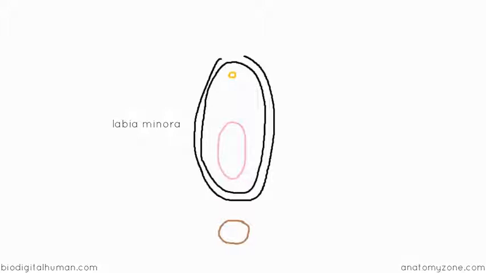The singular of labia minora is labium minus. These are also known as the inner lips or the inner labia. Labia just means lips in Latin. Then you've got the outer lips, which are called the labia majora.